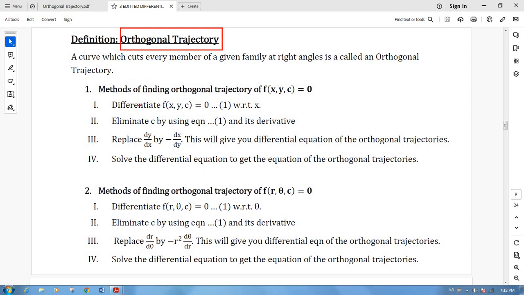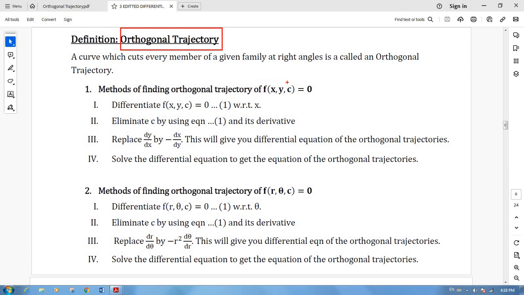Now we read the working rule for how to find the orthogonal trajectory for a given family of curves. This is the given family of curves, f(x, y, c) = 0. This c is a constant. We can also say that c is a parameter. So to find the orthogonal trajectory for this family of curves, we will differentiate this equation.